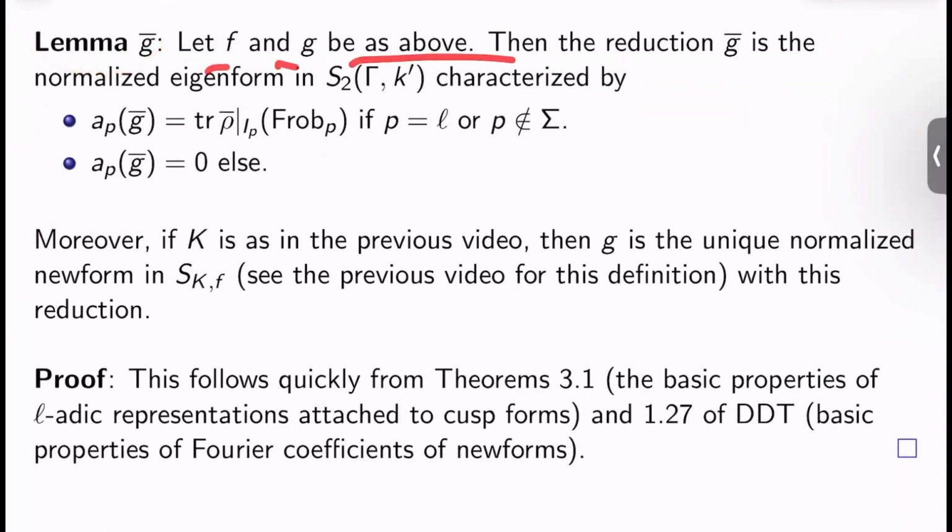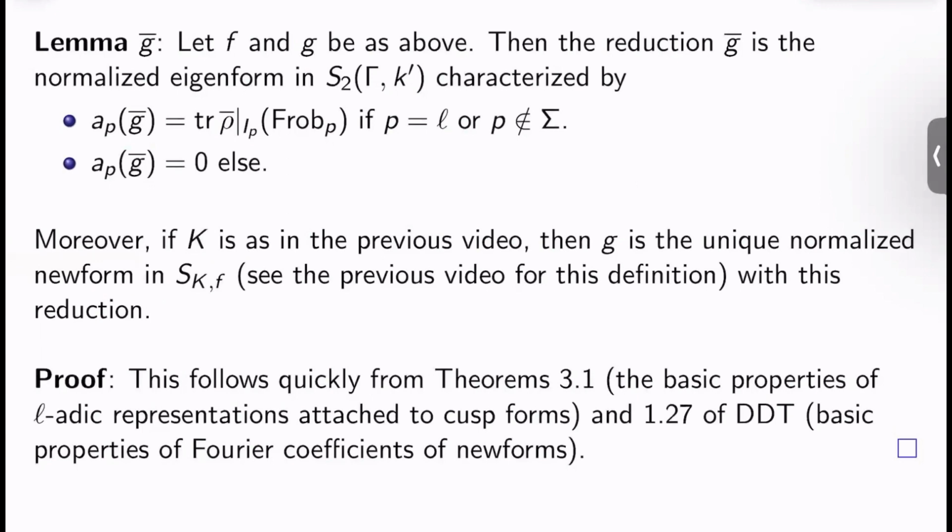Let f and G be as above. Then the reduction G bar is the normalized eigenform in S_2(Gamma, K prime) this time, where K prime is the residue field of K prime sub f, characterized by the following two properties. A sub P of G bar is the trace of rho bar restricted to inertia at P of Frob P if P is L, or if P isn't in sigma. And A sub P of G bar is actually 0 any other time. Moreover, if K is as in the previous video, so go check that video, then G is actually the unique normalized newform in S_K(f), again notation from the previous video, with this reduction, okay?